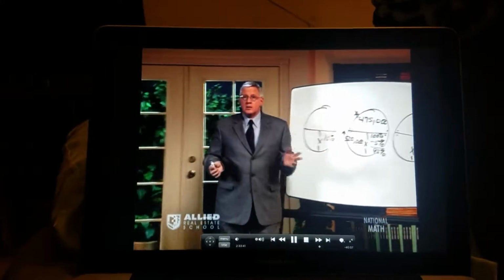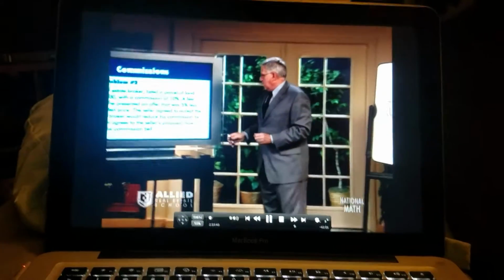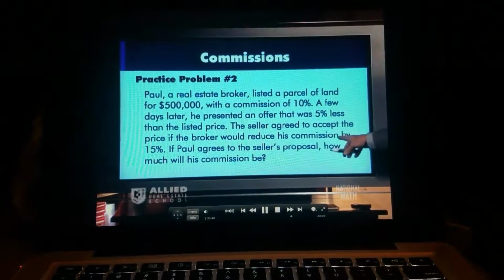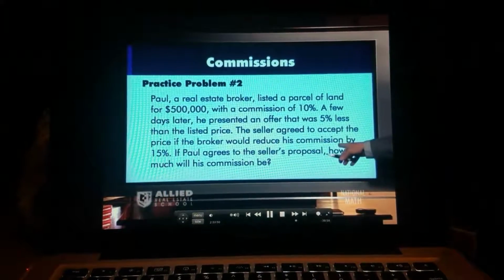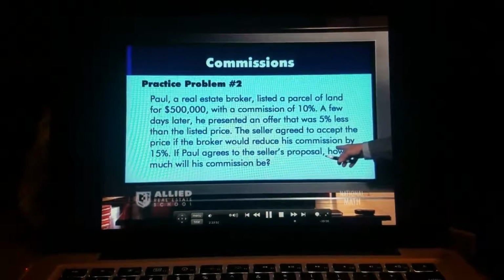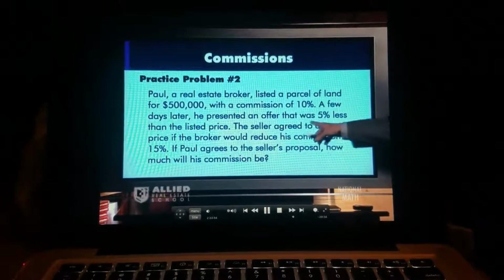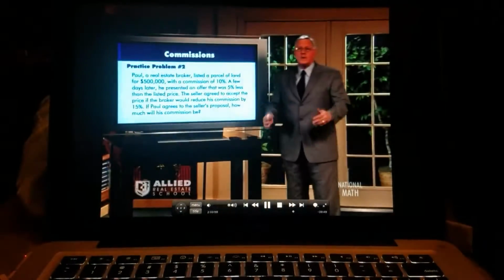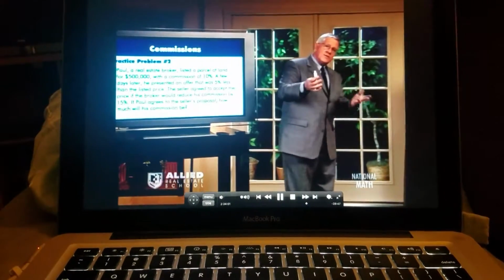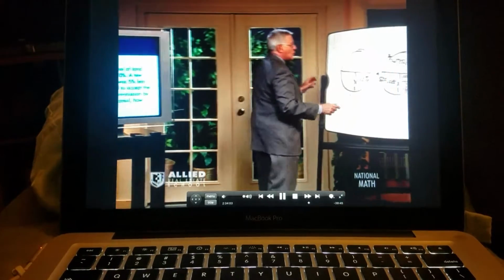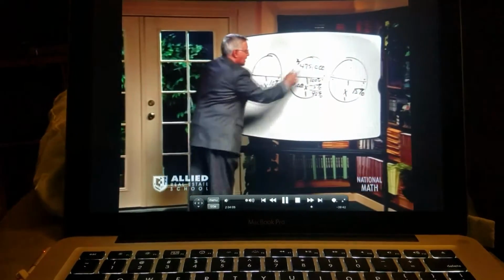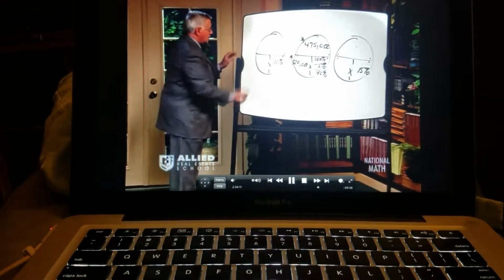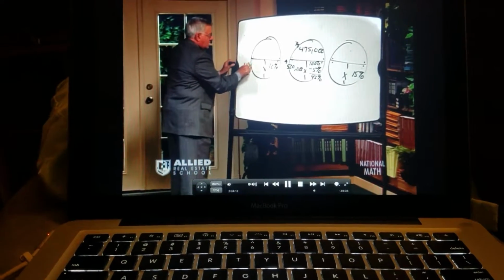Now, go back and look at the problem again. What's it say? It says the seller agreed to accept the price if the broker would reduce his commission by 15%. Well, we don't know what the commission is yet. So now we've got to calculate the commission. Well, we know the sales price was $475,000. We know in our commission circle we have the commission, the sales price, and the rate. So we can bring that $475,000 in here.